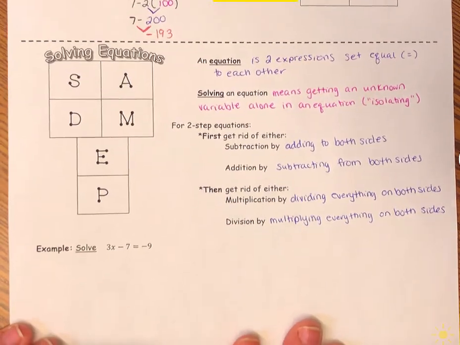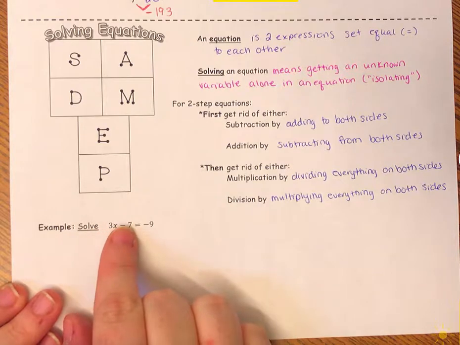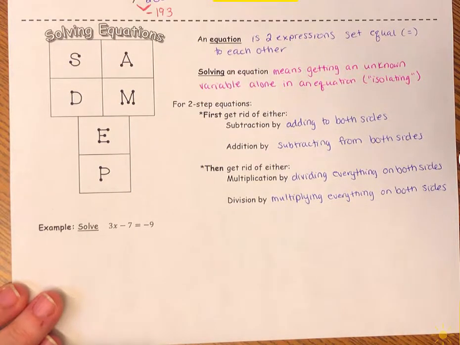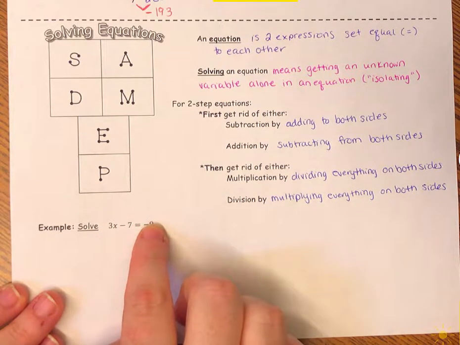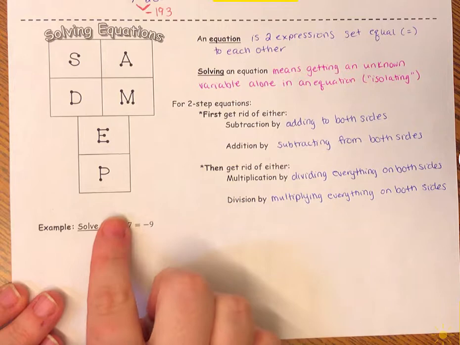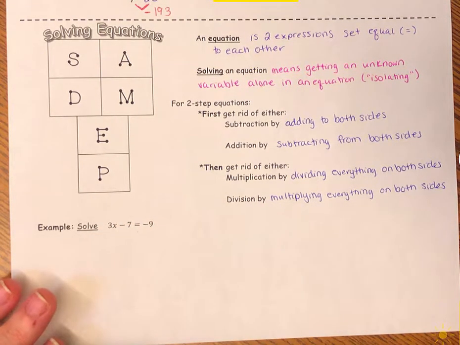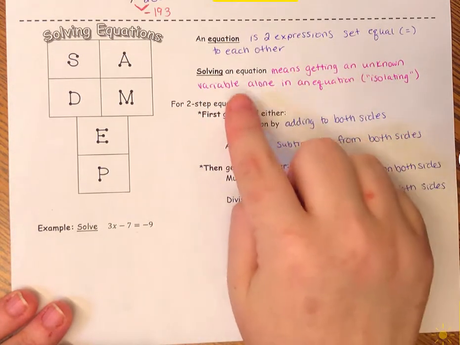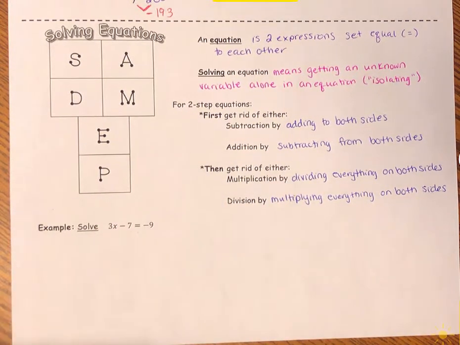So an example of solving equations says to solve 3x minus 7 equals negative 9. Now, there is one letter in this problem. That is why it's an equation. This is an expression, 3x minus 7. Negative 9 is an expression because it is a number. And we have one on the left, one on the right, and we have an equal sign. This is why it's called an equation. So solving this equation means we're getting the unknown variable alone. That is the x. We have one letter x and we want to get that alone.